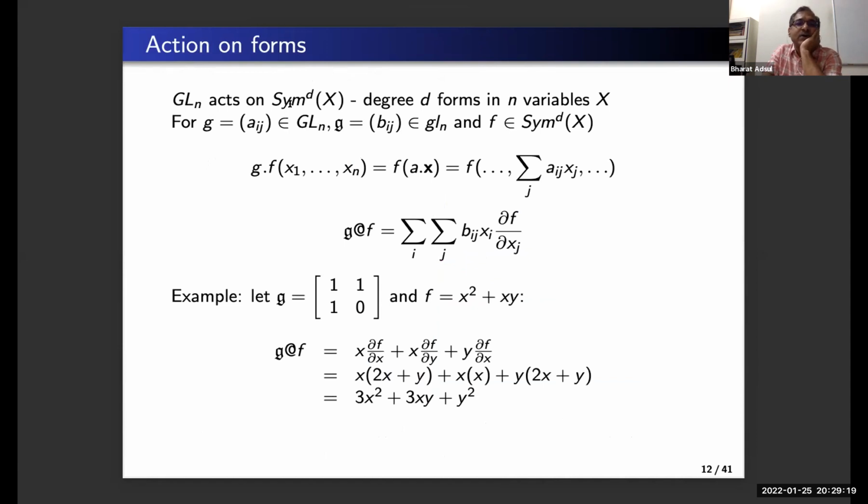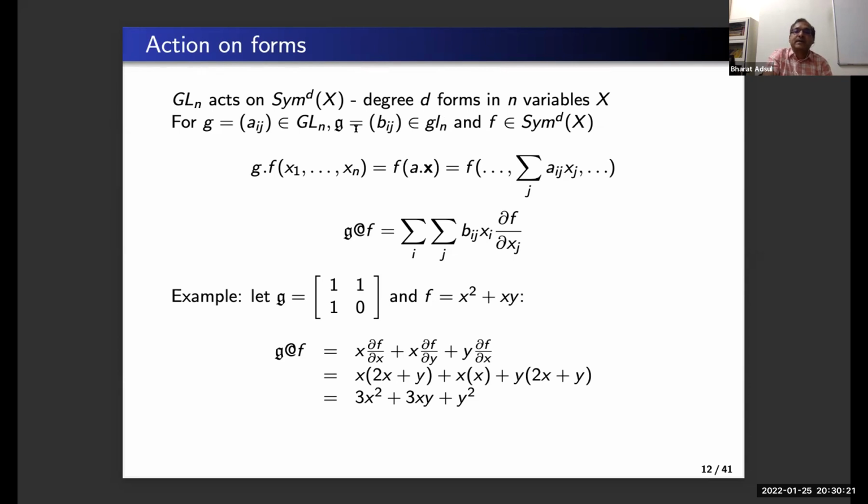So let's look at the GL_n action on the space of degree d forms in n variables. I have n variables, say x1, x2, all the way to xn, and I'm looking at the vector space of homogeneous polynomials of degree d in these n variables. That's the space Sym^d. And we have the action of GL_n: you take this matrix G, suppose it's given by the data a_ij, and you substitute these variables x1 to xn by the linear transformation defined by the matrix. You take the vector variable (x1, ..., xn), multiply by the matrix A, and you get a column of linear expressions in x1 to xn, and you substitute each xi by the corresponding linear expression. So this is just the standard action on forms.